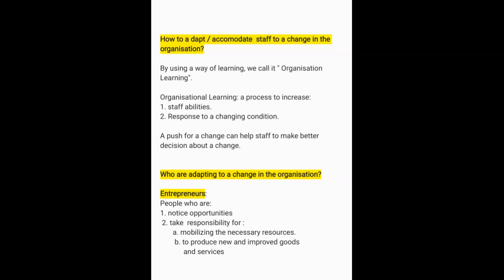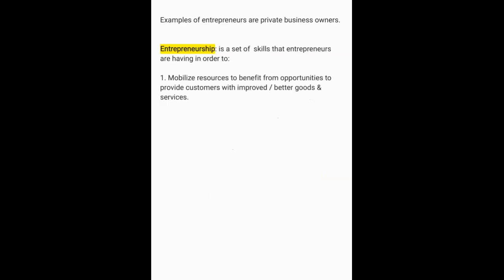And who is handling a change most often? Entrepreneurs. Okay, they are noticing the threats and opportunities, mobilizing the necessary resources, okay, to produce new and improved goods and services. People who are taking risk, entrepreneurs who are controlling the use of resources, we call them entrepreneurs. Mobilizing resources means to control the use of resources such as machines, financial, time, human skills or people, human capital, and so on.